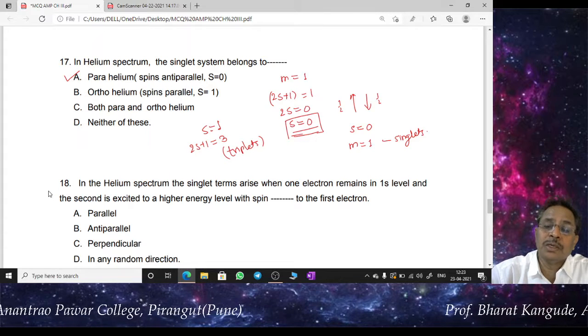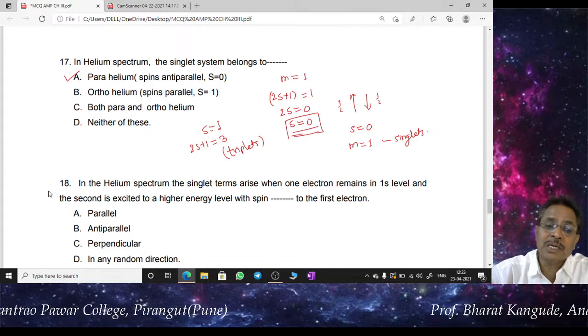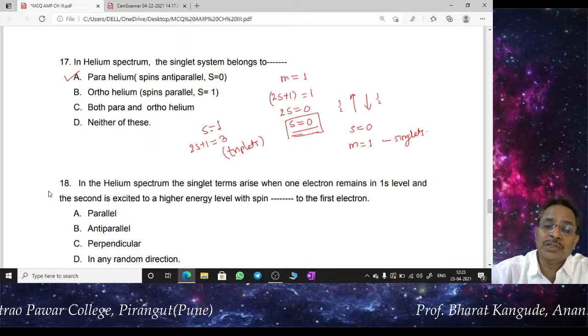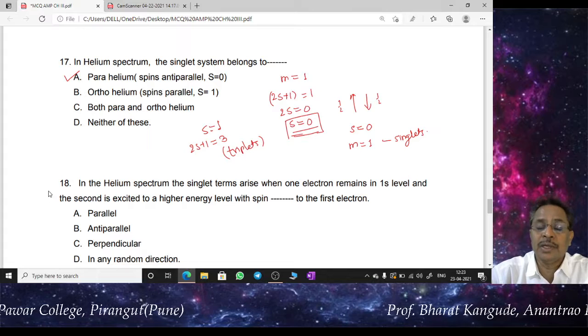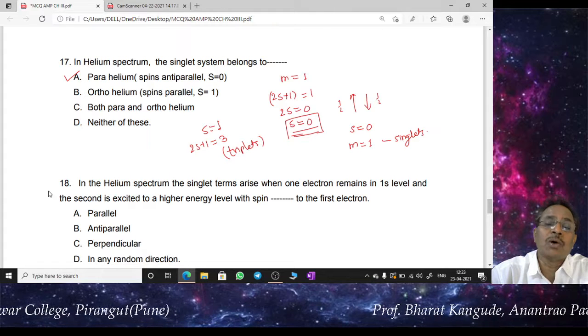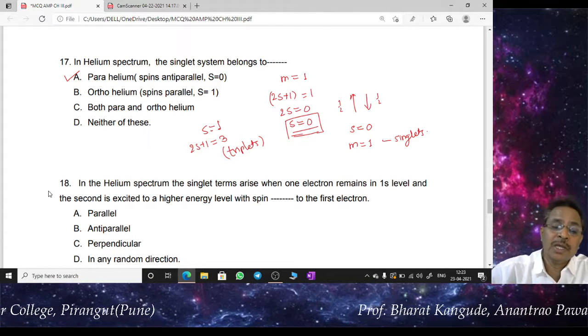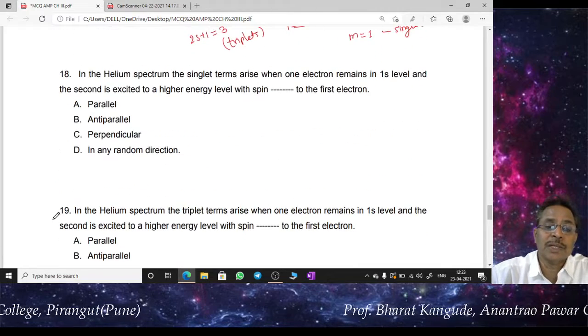When there are singlet spectral lines, that is called parahelium. So in general, when we get the total spectrum of helium, it is found to be a mixture of orthohelium as well as parahelium. That is what we are going to have some questions on next.